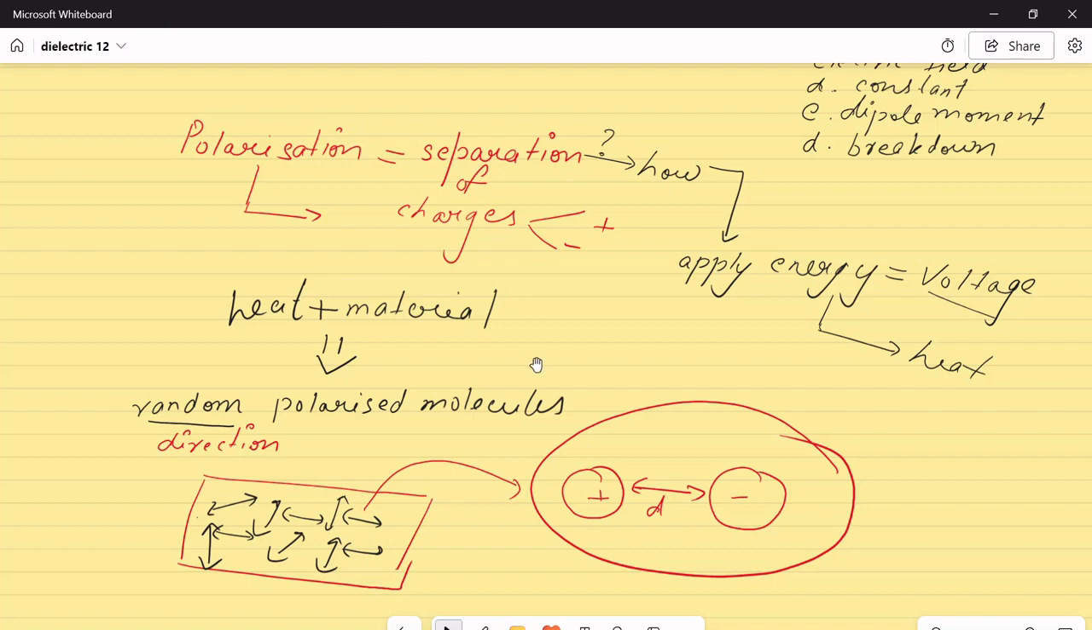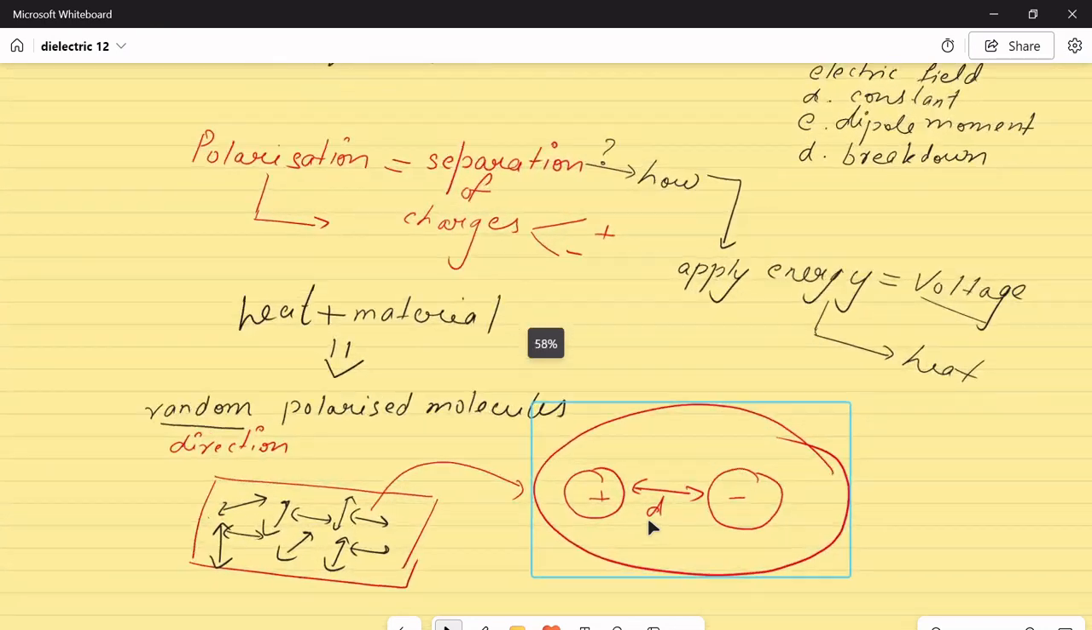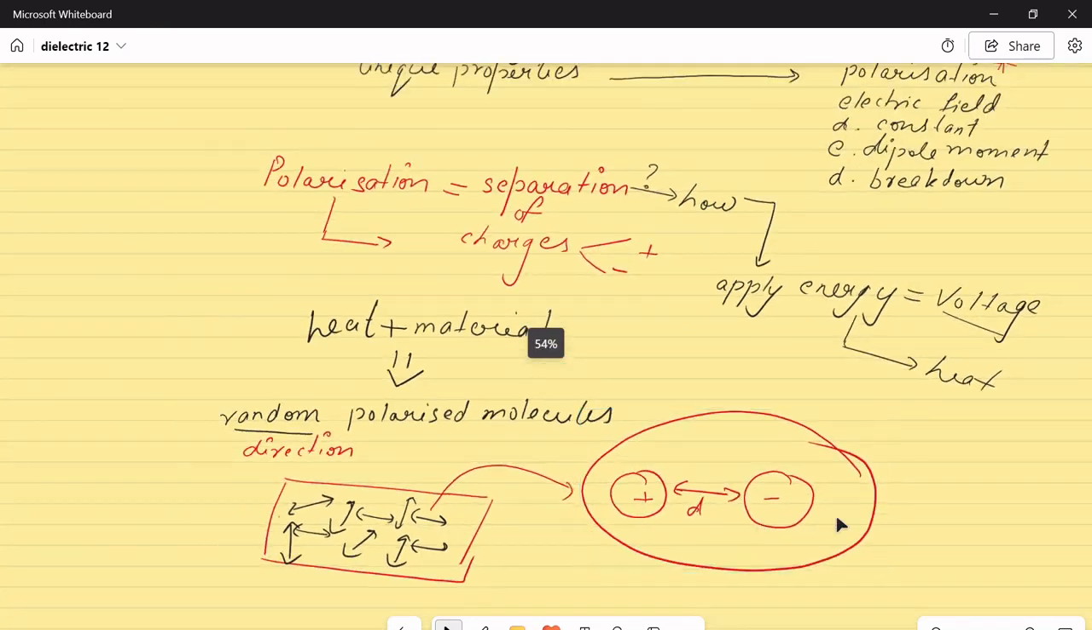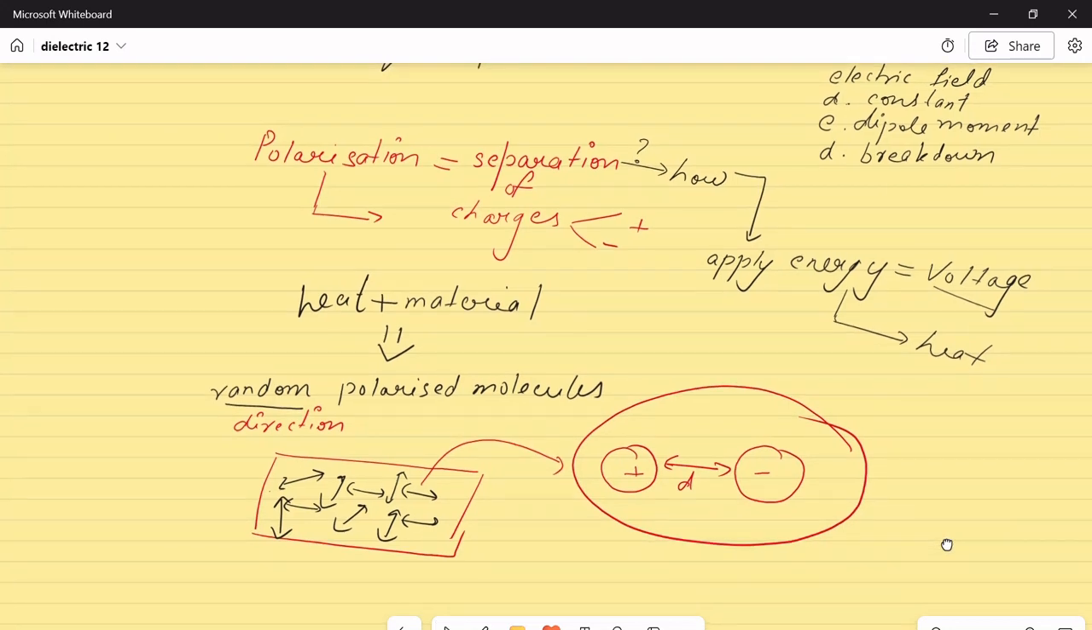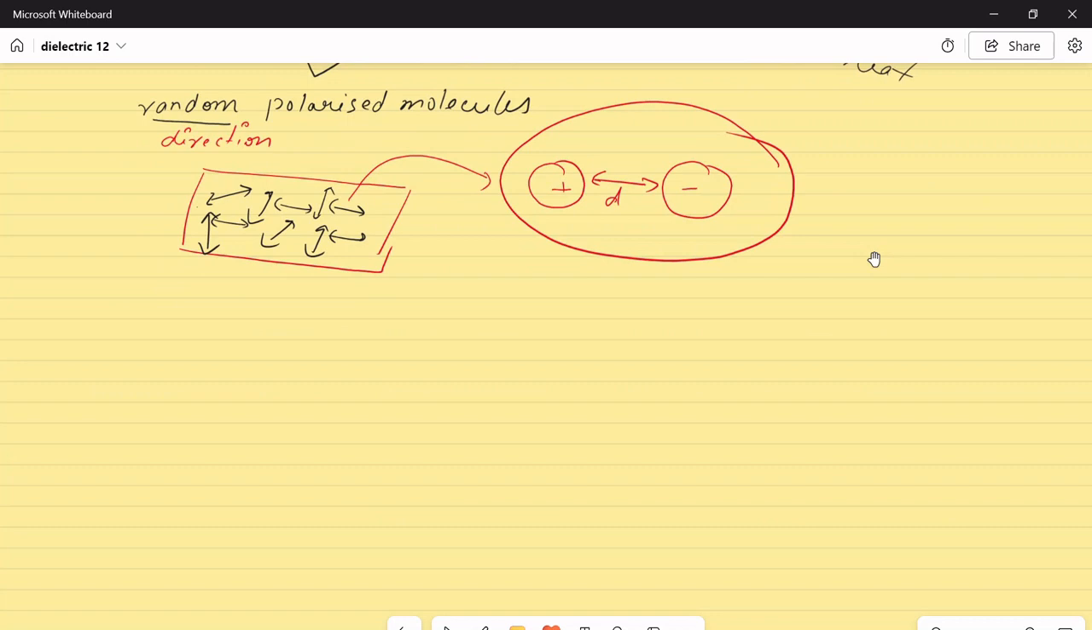Now the next question that arises is how do we know how much distance, how far away these charges will concentrate? How would I know that? Again, we will understand that through our difference. How do I know how much distance this is?